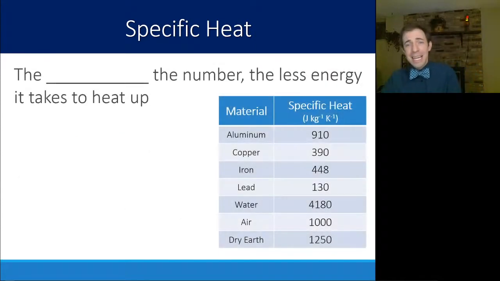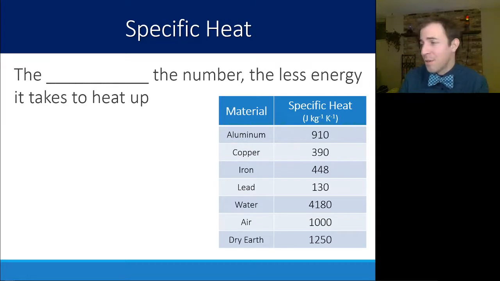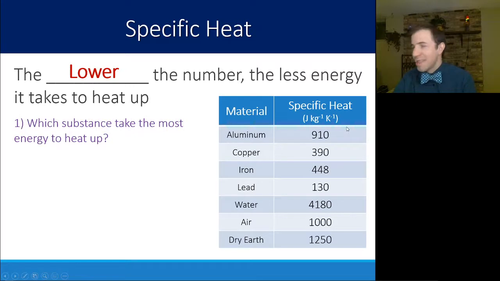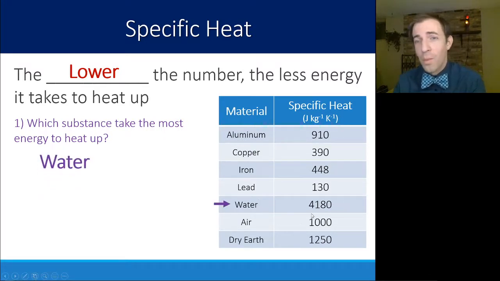So let's look at a table of these specific heat values. And you can see that it varies from material to material. The lower the number is, the less energy it takes to heat up that object. So if we look at this list, which substance from this list takes the most energy to heat up? Well, there's one material here that by far has a larger specific heat, and that is water. Water has a specific heat of over 4,000 joules per kilogram per Kelvin.